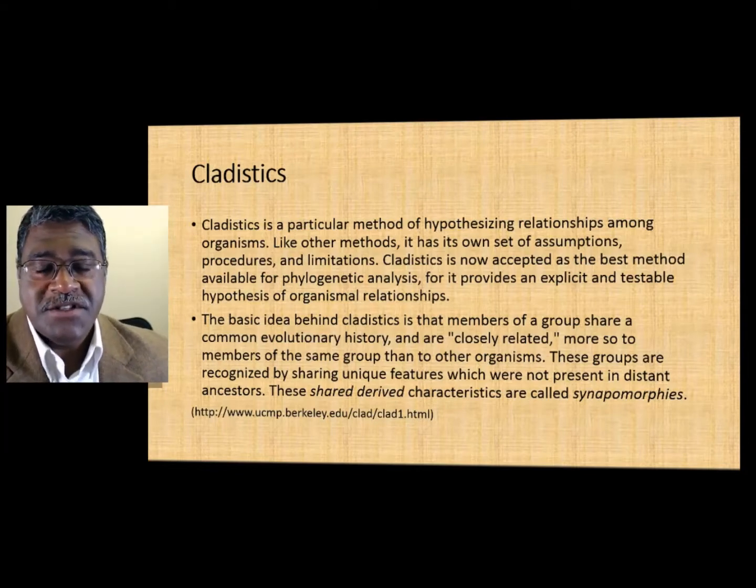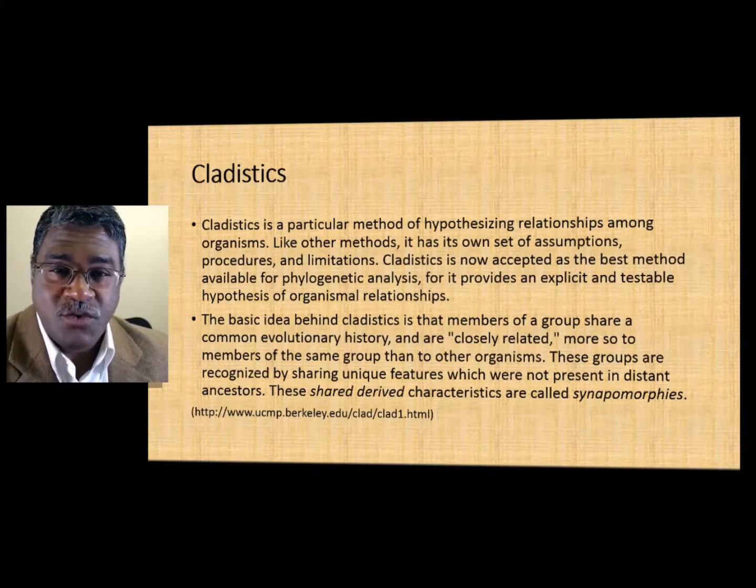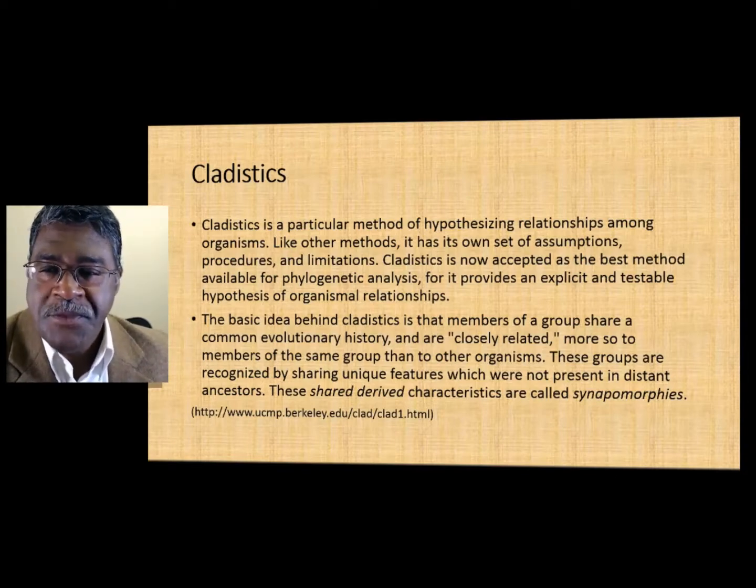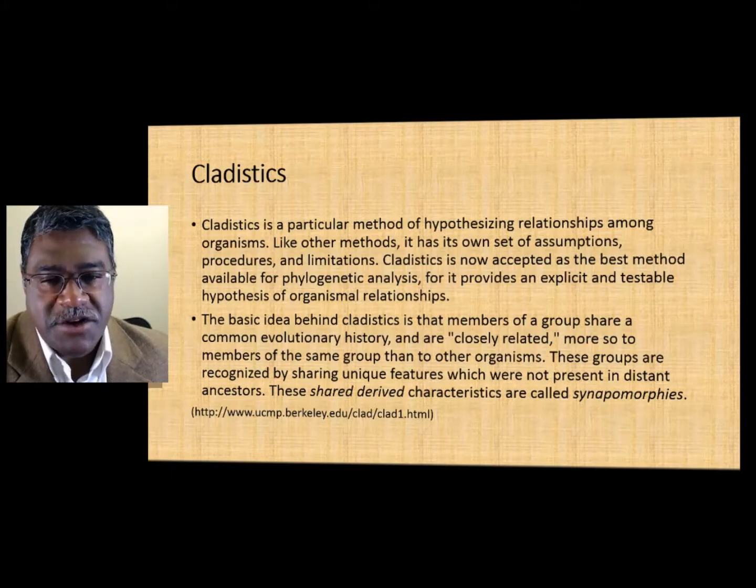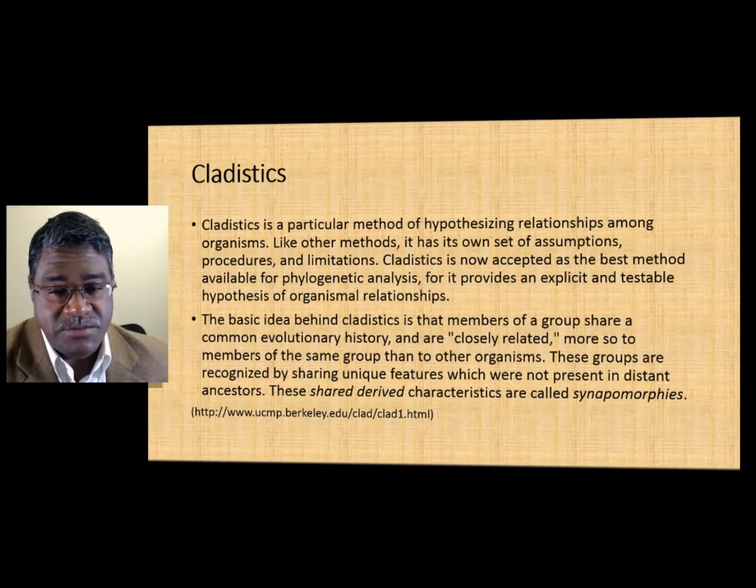And if you remember, this started with a module on explaining what a DNA structure is. So when you write the primary sequence, the sequence of letters A, T, C, G, etc., understand what kind of structure is behind it. So cladistics is a particular method of hypothesizing relationships among organisms. Like other methods, it has its own set of assumptions, procedures, and limitations. Cladistics is now accepted as the best method available for phylogenetic analysis.